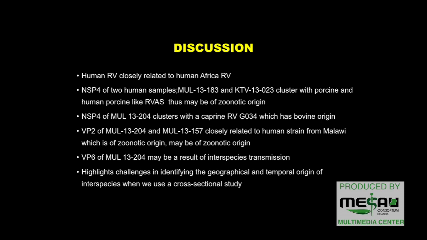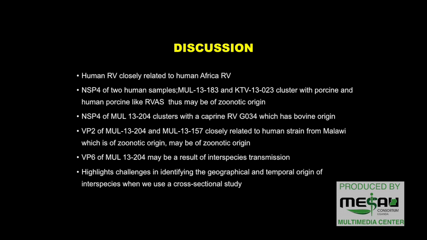So in discussion, our human rotaviruses are closely related to other human African rotaviruses. And the NSP4, I've already mentioned, of 2 human samples were closely related to that of porcines, of pigs, and also of other human samples which are pig-like, so they may be of possible zoonotic origin. And also the VP2 of 205-157 was closely related to human strains from Malawi, which is of zoonotic origin. So this VP2 from these 2 samples may be of zoonotic origin.